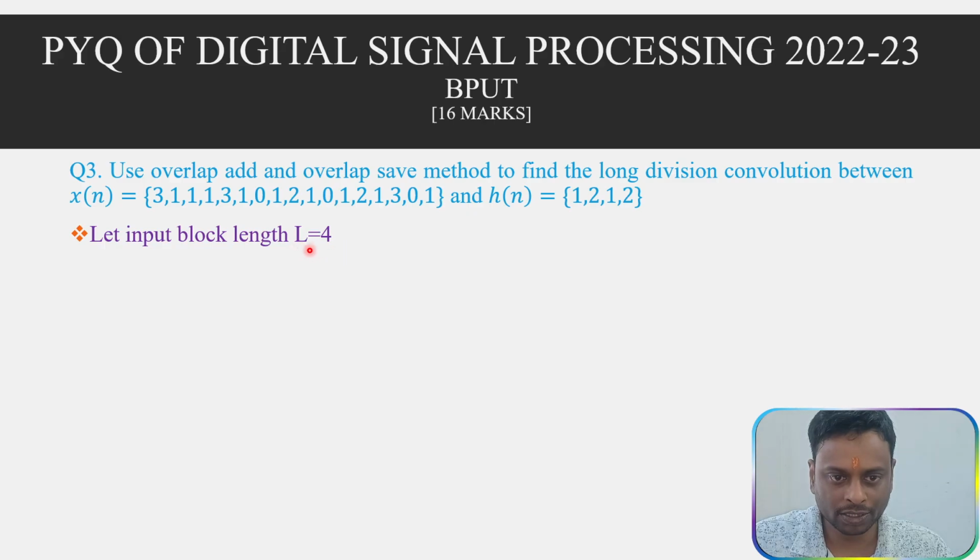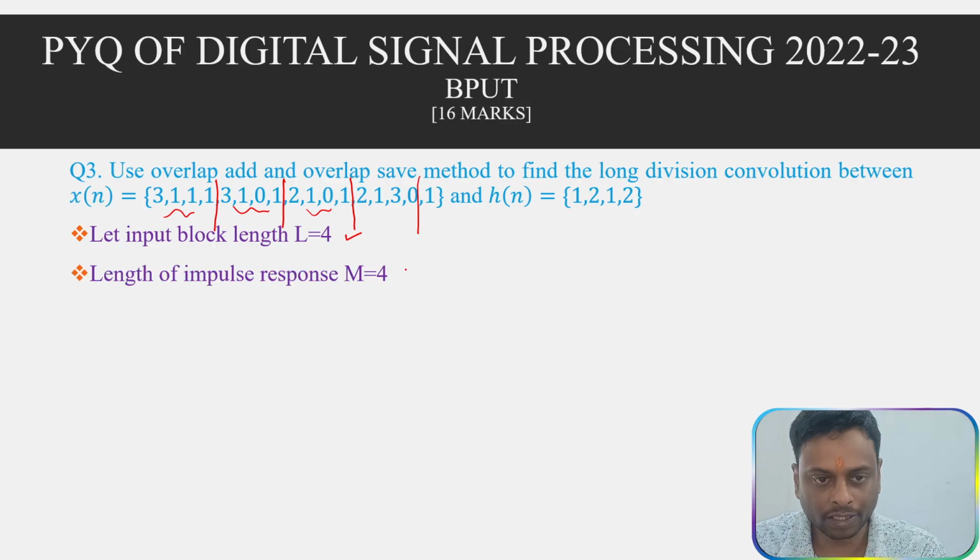So you can partition this x of n into blocks of size L equal to 4. So this is 4, then this is 4, this is 4, and this is 4. So we partition x of n into fewer blocks. Let us begin our discussion. The length of the impulse response, that is m, equal to 4. So you can see m is 1, 2, 3, 4. So m equal to 4 is given.